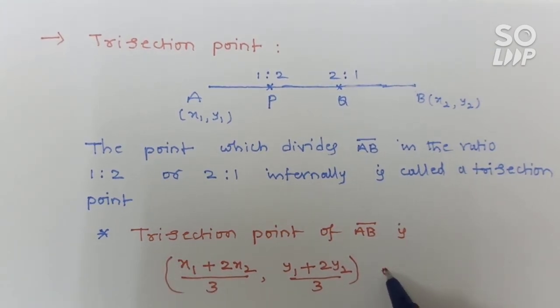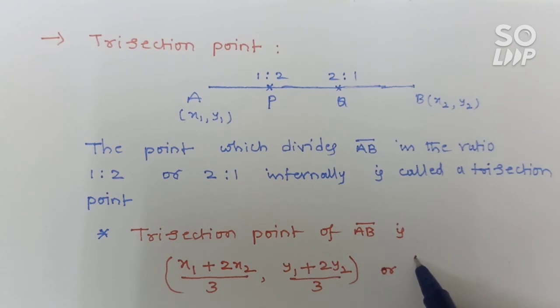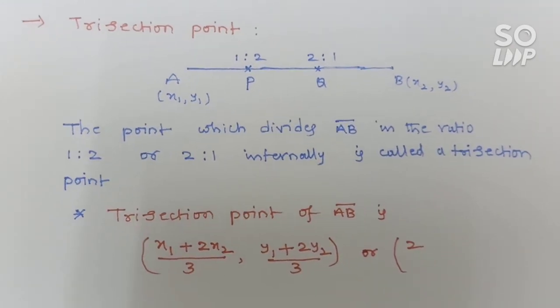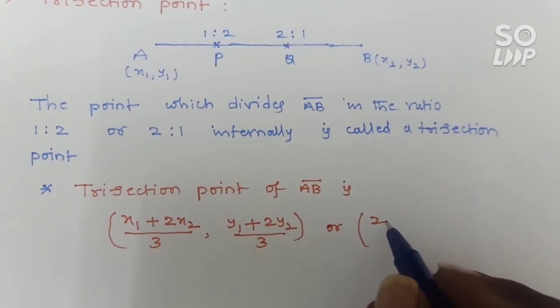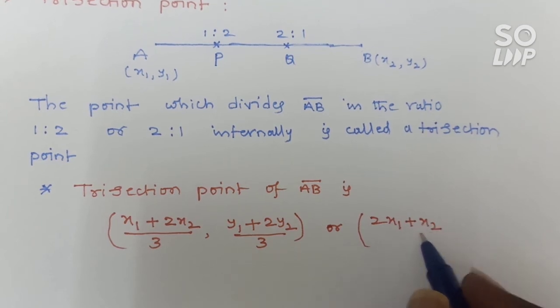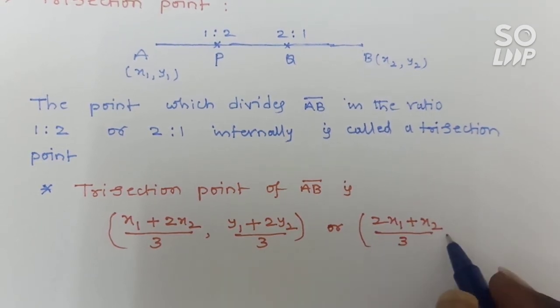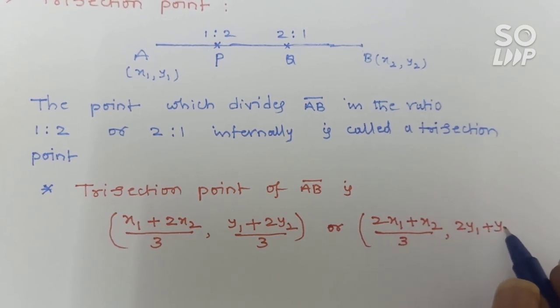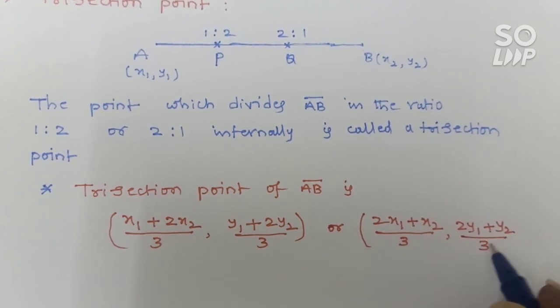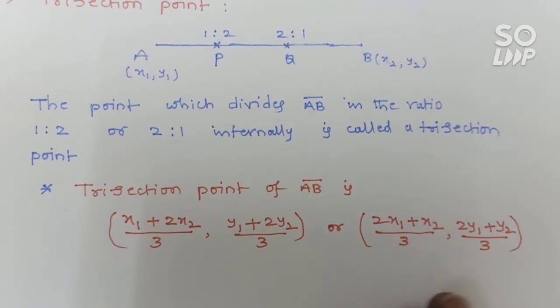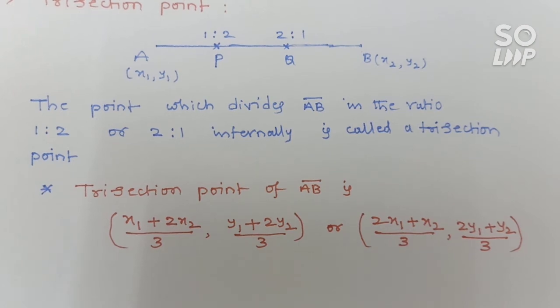Another point is (2x1 plus x2) whole divided by 3, comma (2y1 plus y2) whole divided by 3. So this one is the trisection point. Both represent the trisection points, so anything you can take as per your convenience.